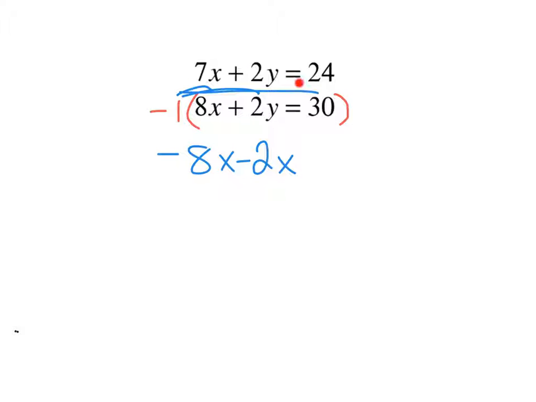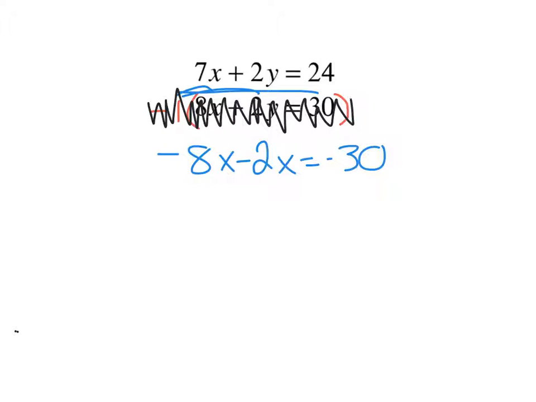Negative 1 times the 30 is going to be negative 30. Okay? We've changed that equation, and now we're going to use this equation instead of this one. So I'm going to cross this one out. That's no longer the one we're going to use. We've changed it, and we're allowed to do that in algebra as long as you did it to every term in the problem.